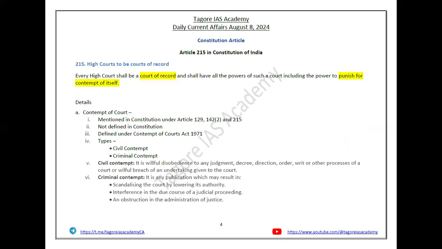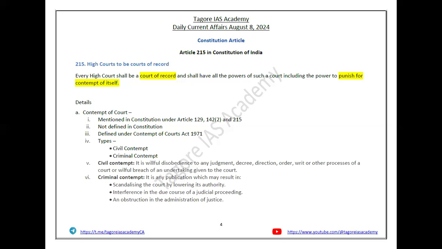Further, you can refer to the details. Now, the word contempt, contempt of the court or contempt of itself, is mentioned in the Constitution. However, it is not defined in the Constitution. Now, where is it defined? That is defined in the Contempt of Courts Act, 1971, if you see. Contempt of Courts Act, 1971. Now, these simple facts are important for MCQ type questions.